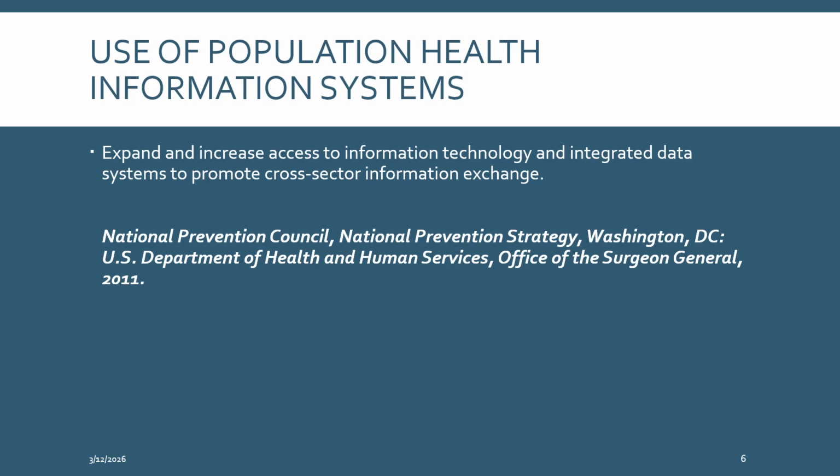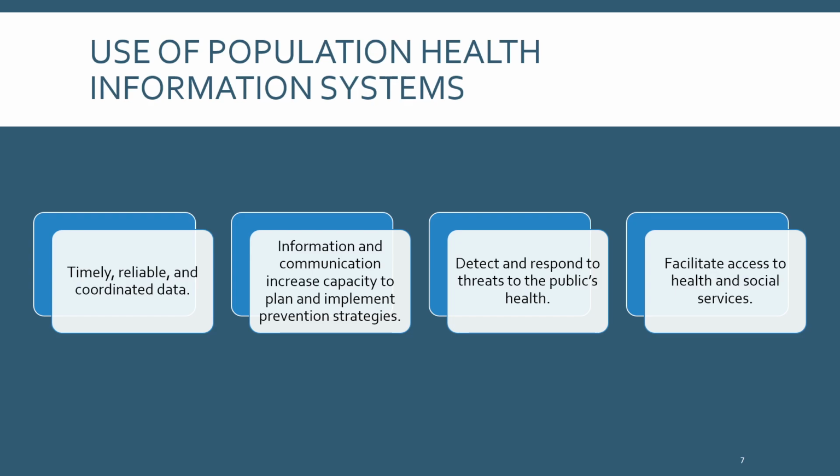Then the basic use of population health information systems is to expand or increase the access to information technology and integrated data, and to promote health information exchange. Basically, what we want from population health information systems is to have timely, reliable, and coordinated data, information, and communication to increase the capacity to plan and implement prevention strategies. We want to detect and respond to threats to public health, like pandemics or outbreaks, and to facilitate access to health and social services. Basically, how to allocate services.